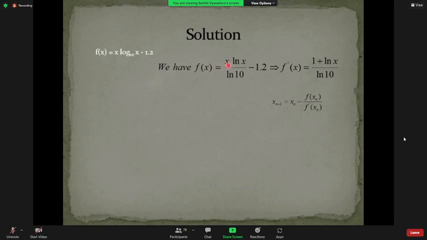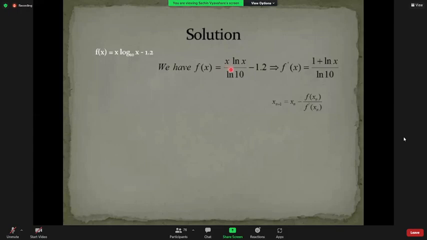Now, by the change of base formula, log x at the base 10 can be written as ln x upon ln 10, or log x upon log 10. Is that clear? This is the change of base formula to write log x. This is f(x) written here. Okay, now let me differentiate to get f dash x.